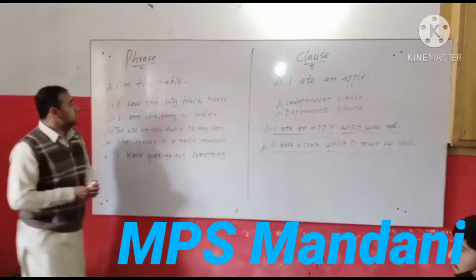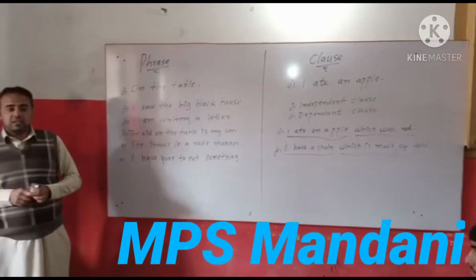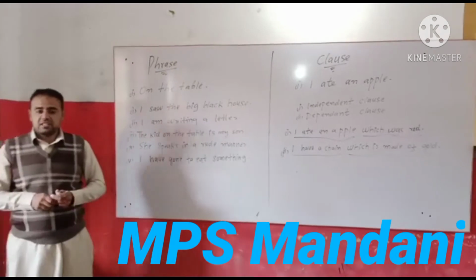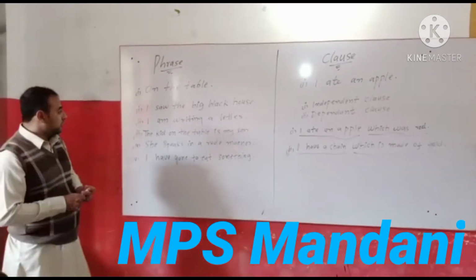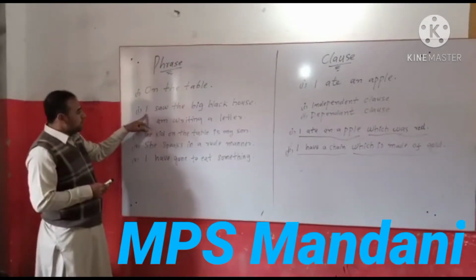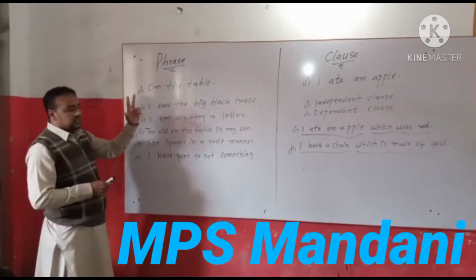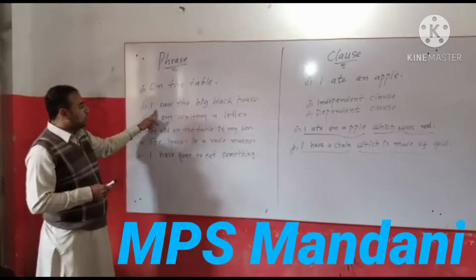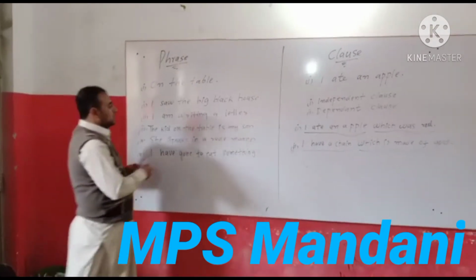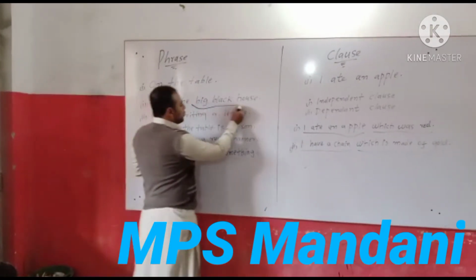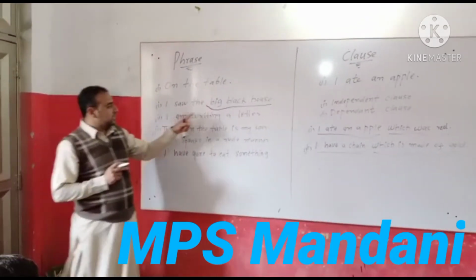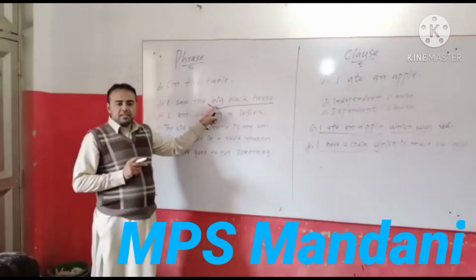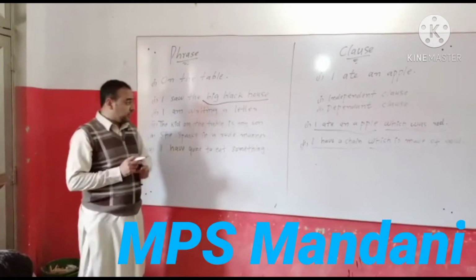Okay, there are different types of phrases: noun phrase, verb phrase, adjective phrase, adverb phrase, prepositional phrase, gerund phrase, and infinitive phrase. In the first example, I have used a noun phrase, just like: I saw the big black house. The big black house, it is a phrase. Why is it a phrase? Because it doesn't make full sense. And it is a noun phrase because it is used as a noun.